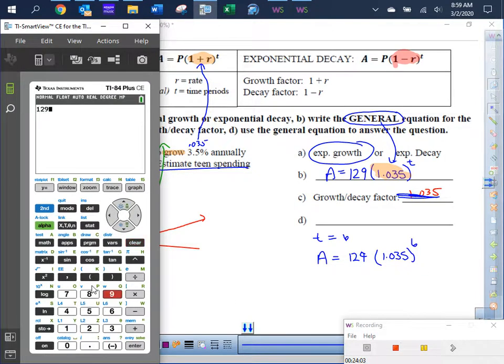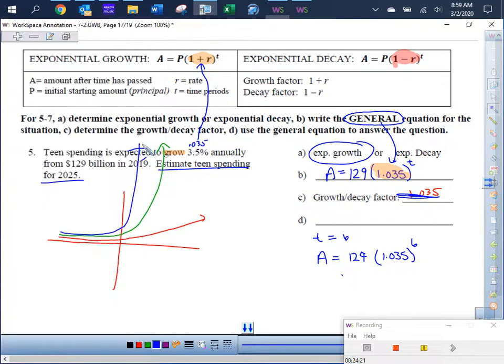129 times 1.035 to the 6th. And this should definitely be more than 129 when we punch that in, because it was growing. But let me ask you this. What label are we putting on this for teen spending? Like if we was to put a label on this, what would we put?